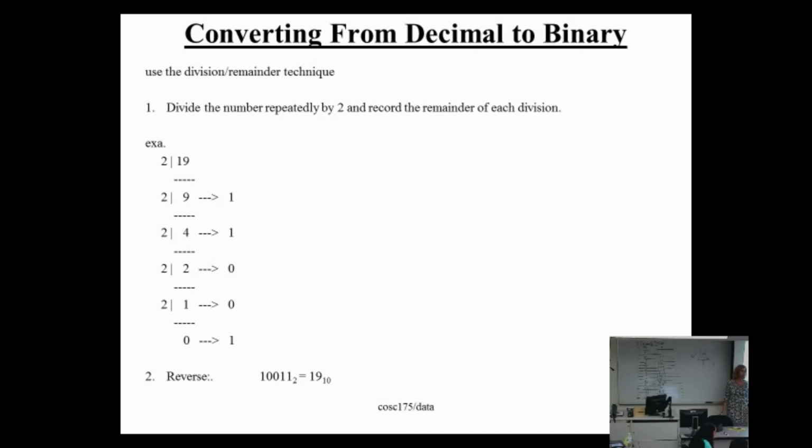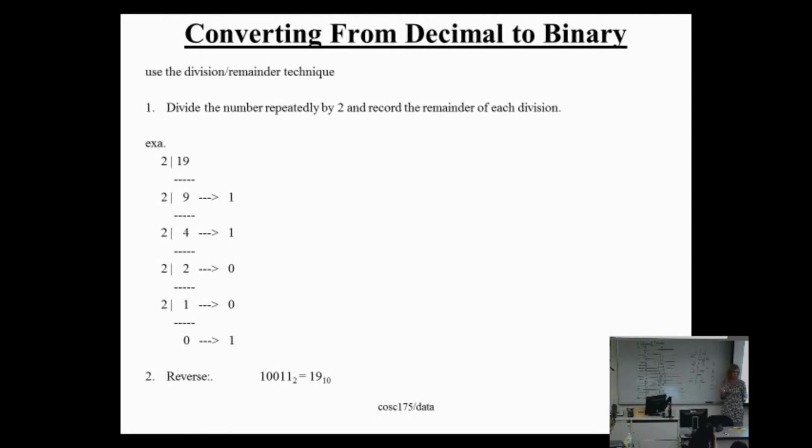Okay? And then I'm going to repeat the process. So 2 into 19 goes 9 times, which is 18. I had 1 left over. Let's repeat this. 9 divided by 2 goes how many times? 4. And the remainder is, okay? 4 divided by 2 is 2. Remainder is. 2 divided by 2 is, remainder is, you're not done yet.